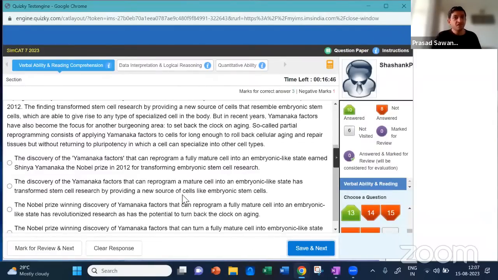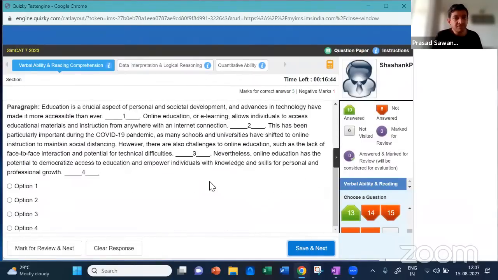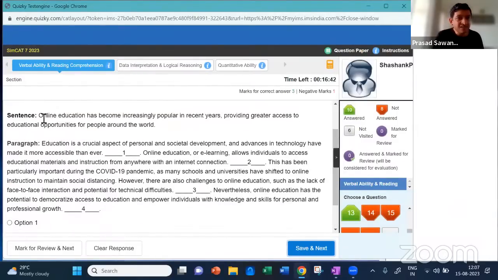Let's see. Okay, 4. So no summary questions. Sorry. Online education has become increasingly popular in recent years, providing greater access to educational opportunities for people around the world. Online education has become increasingly popular. Fair enough. Education is a crucial aspect. Advances in technology. So now online education will be there. Can be there. Online education has become increasingly popular. Online education or e-learning. Okay, so now we have introduced online education, e-learning. So one is definitely not the case. Allows individuals to access educational materials and instruction from anywhere with an internet connection.